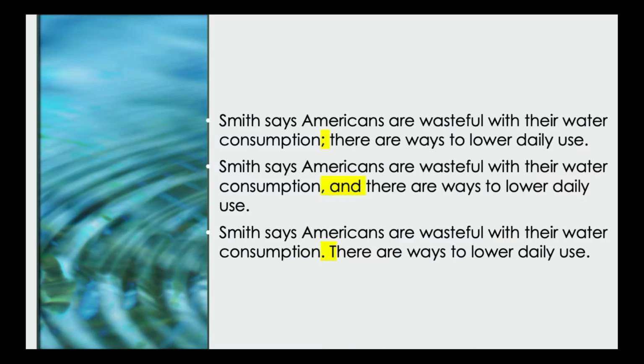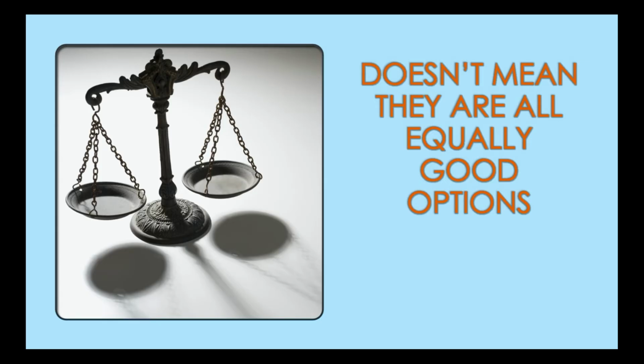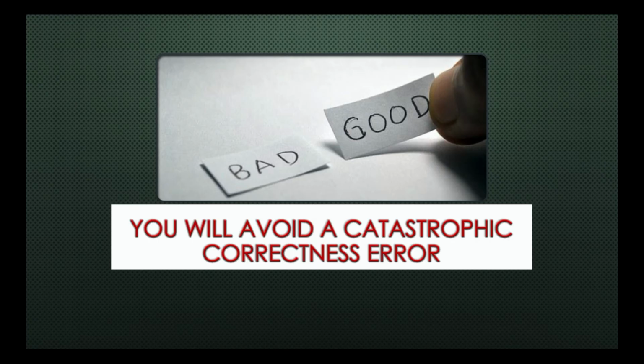Here are those same three fixes being implemented on our second example. Semicolon, comma plus conjunction, two separate sentences. Note, just because you have these options doesn't mean that they are all equally good options. It's really going to depend on how you want your reader to engage with the information and what feels most natural to read. I'm just telling you that you will avoid having a catastrophic correctness error no matter which option you pick, and your sentence will technically be grammatically correct.